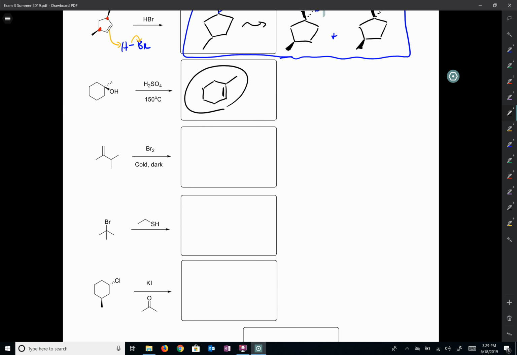Bromine, we keep it cold and dark, right? You might see this also written as something like CHCl3 or something like that. That doesn't really matter. That's just a solvent. The point that I always like to emphasize is cold and dark here, just to draw a difference between the light and the heat one, which is a radical reaction, right? Doesn't really matter.